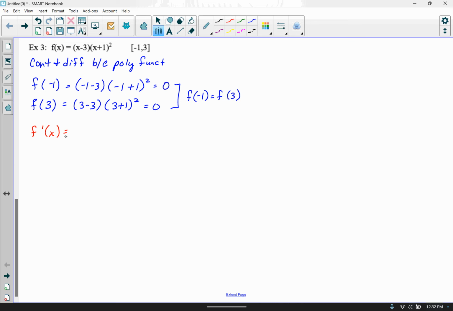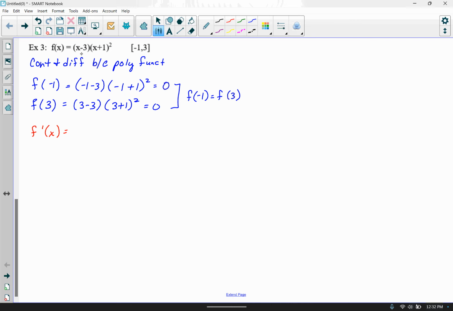All right, so f prime of x equals, I'm just going to choose to use the product and chain rule here to find this derivative, but you could also FOIL this out and multiply it times x minus 3 and then just solely use power rule. Okay, so that's also another legal option to find your derivative. Either way is going to get you there.